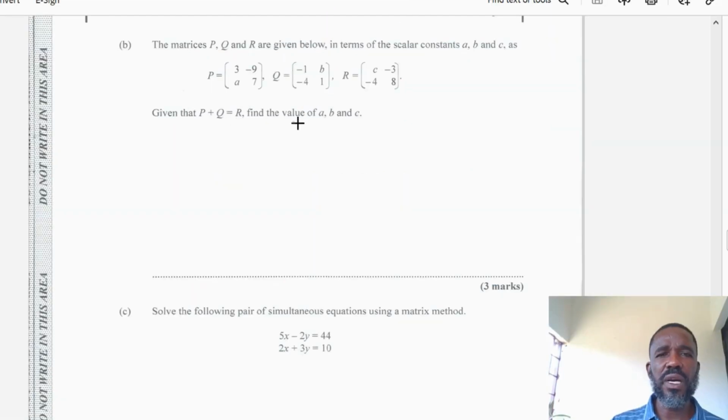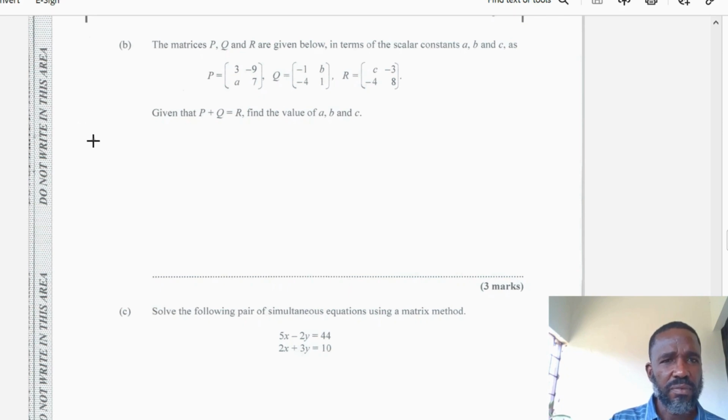P plus Q is equal to R, find the value of A, B, and C. Now, in order for us to find the value of A, B, and C, we need to remember the concept that whenever we have two matrices that are equal, then corresponding values are equal. So what we are going to be doing, we are going to be adding these two matrices, and then when we add them, we are going to equate them to the matrix R.